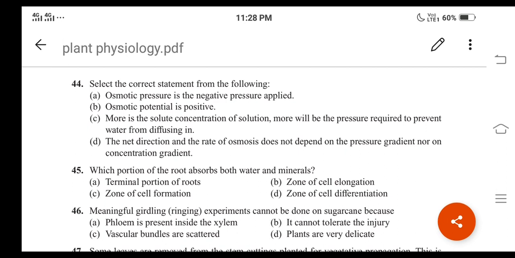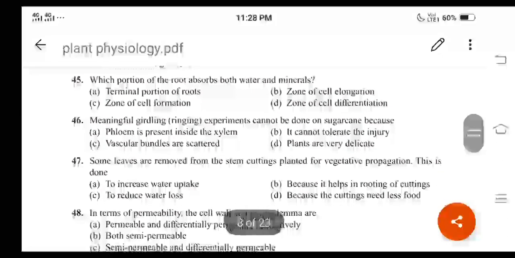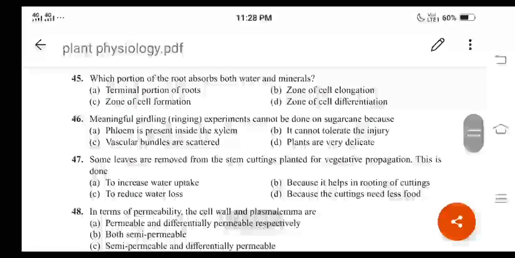Let us move on to the next question. Question number 45: which portion of the root absorbs both water and minerals? The different options given are: terminal portion of roots, zone of cell elongation, zone of cell formation, and zone of cell differentiation.